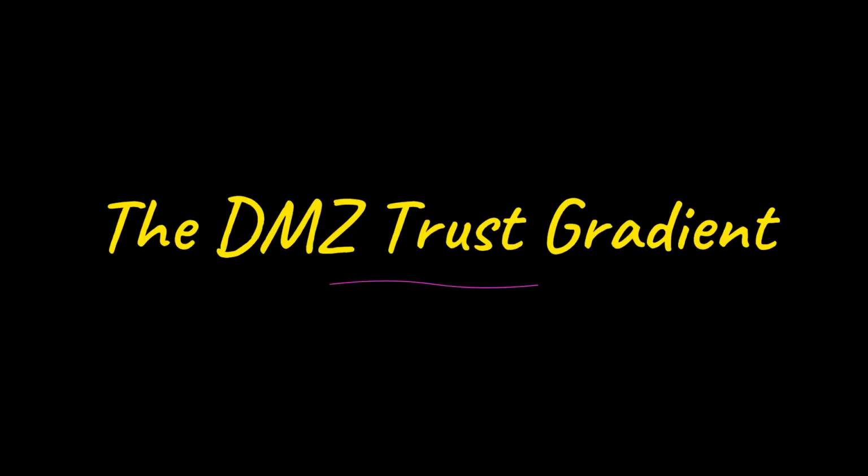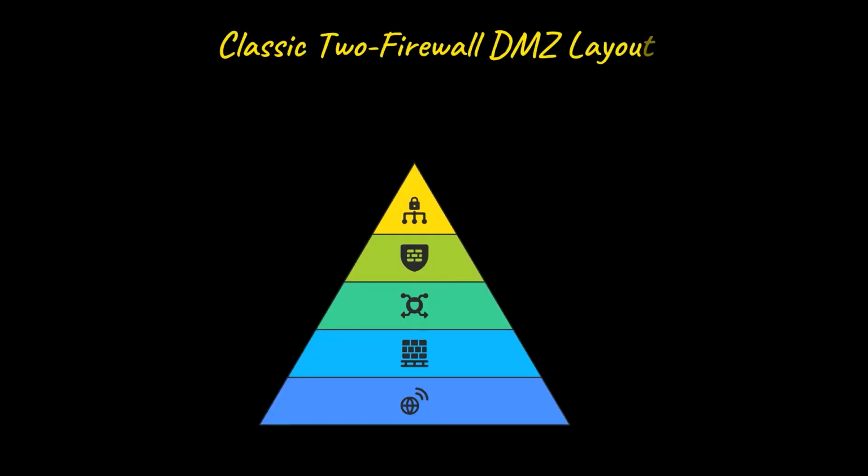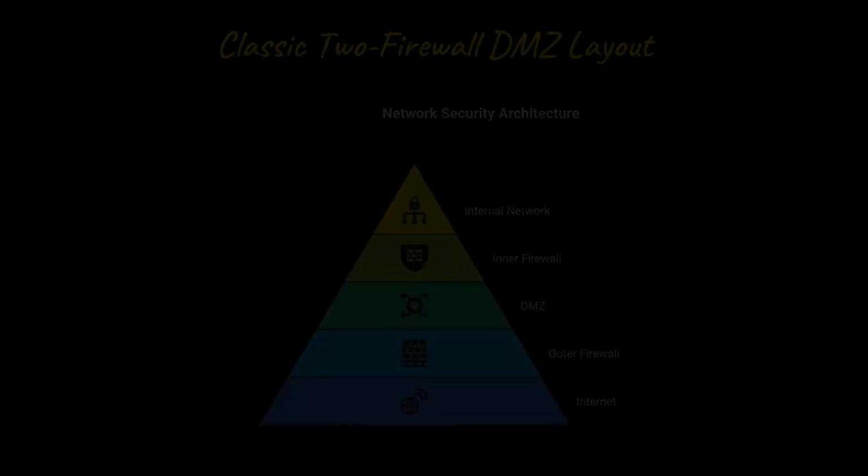A demilitarized zone, or DMZ, is a network segment that hosts public-facing services while keeping them isolated from your most sensitive internal systems. The concept borrows from the political idea of a buffer zone separating opposing forces. The classic implementation uses two firewalls. The outer firewall sits between the internet and the DMZ, allowing limited inbound traffic to expose services. The inner firewall sits between the DMZ and the internal network, permitting only specific approved traffic, like a web server querying a back-end database, and blocking everything else.